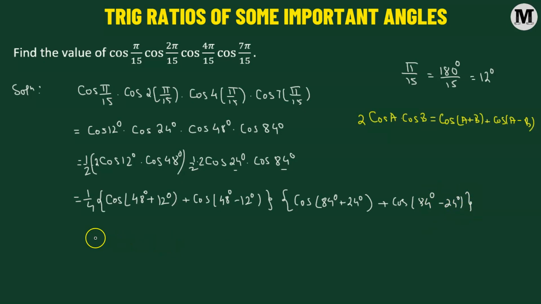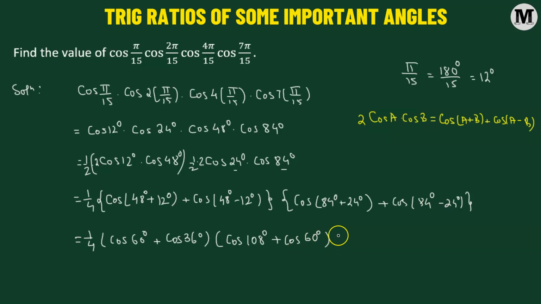So let's further simplify. Now we have 1 over 4 multiplied by cosine of 48 plus 12, that will be 60 degrees, added to cosine of 48 minus 12, that's 36 degrees. That will be multiplied by cosine of 84 plus 24, which will be 108 degrees, plus cosine of angle 84 minus 24, that will be 60 degrees.